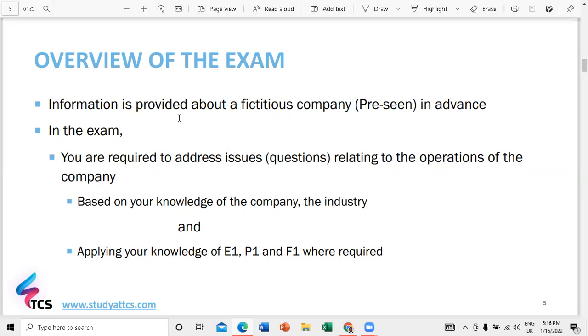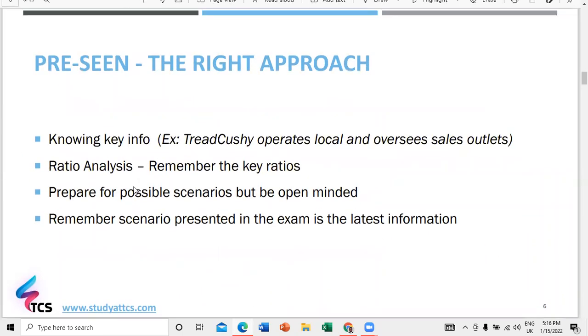Okay, right. So that's the overview of the exam. In these sections, I will be talking about common problems faced by students. Most students do not know the right approach towards handling the pre-scene. The examiner had given you a pre-scene, a document known as the pre-scene. Most students do not know how to tackle it.